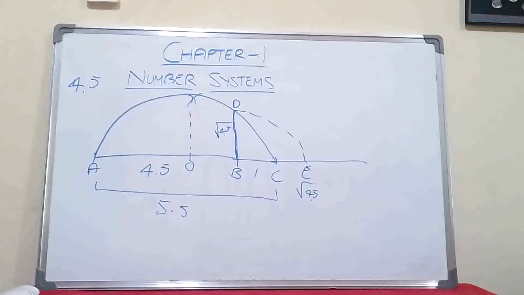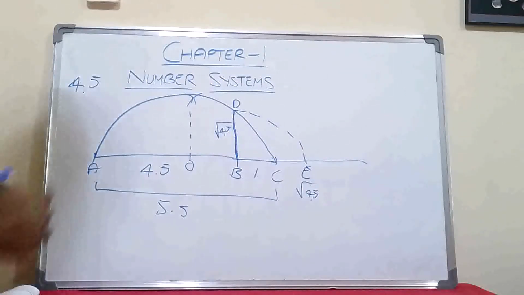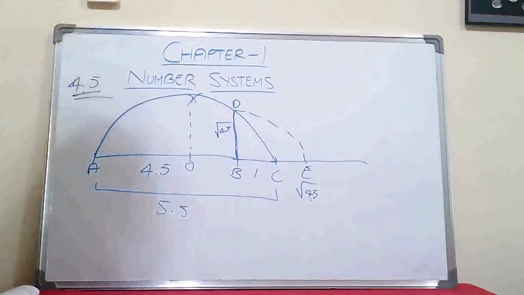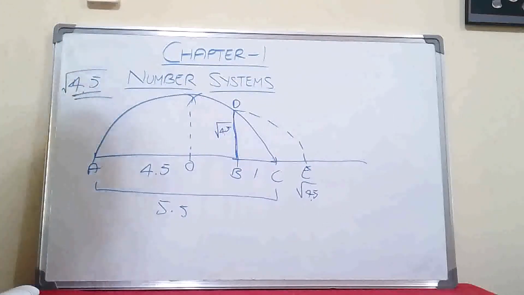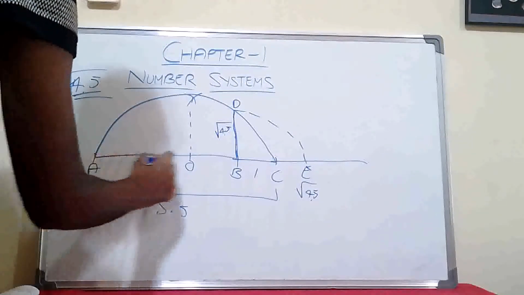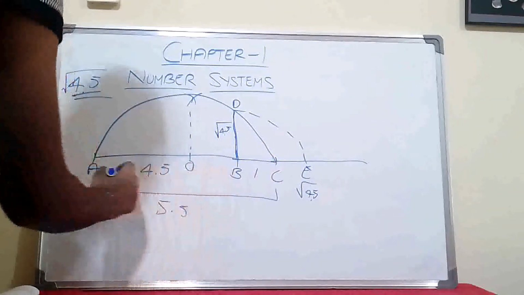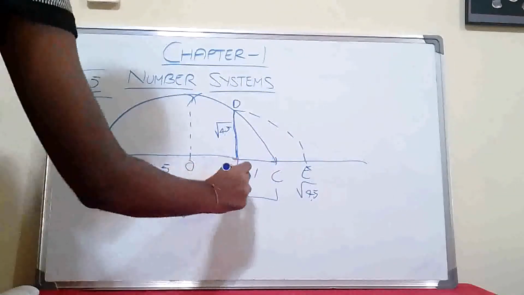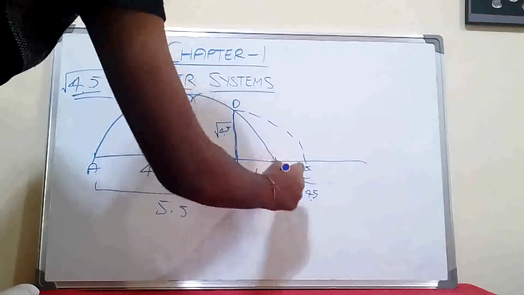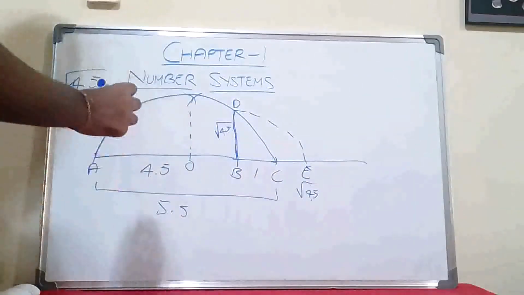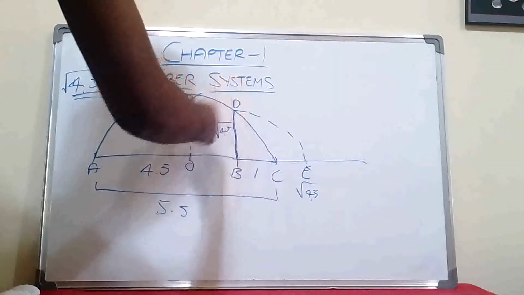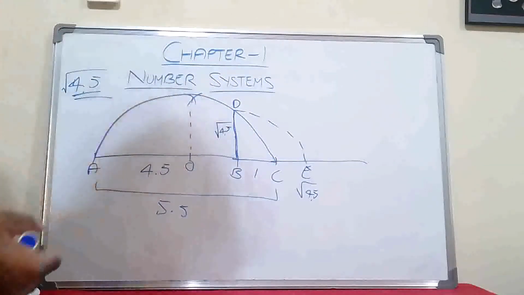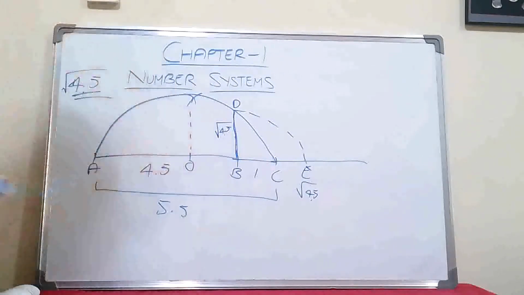Now, we have to find root 4.5 on a number line. First, we take a line of length 4.5 with endpoints A and B. We extend it further with one more unit length C. So here AC is going to be our diameter. Here we make arcs which cut each other, and then we get O, which is the midpoint. This is the perpendicular bisector.